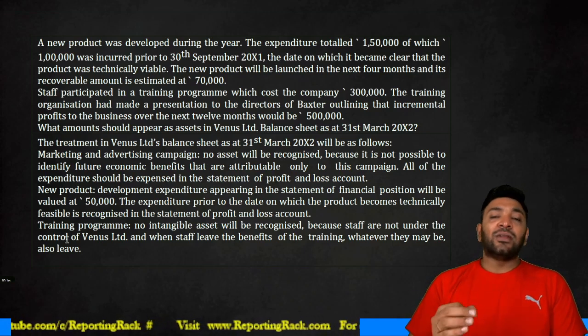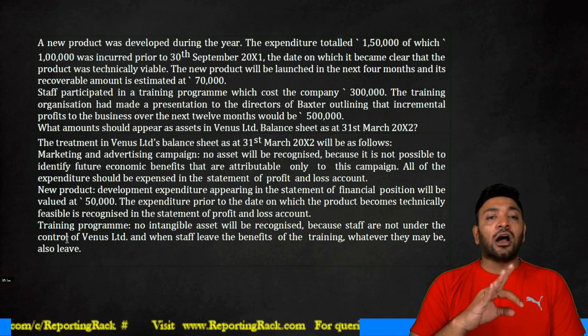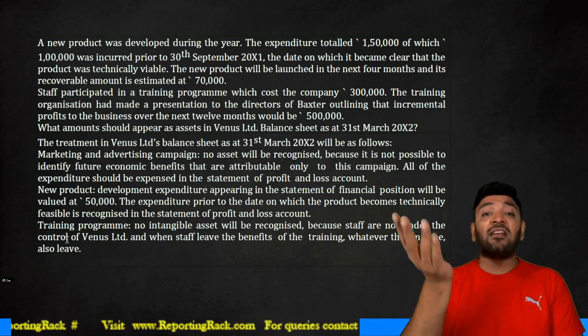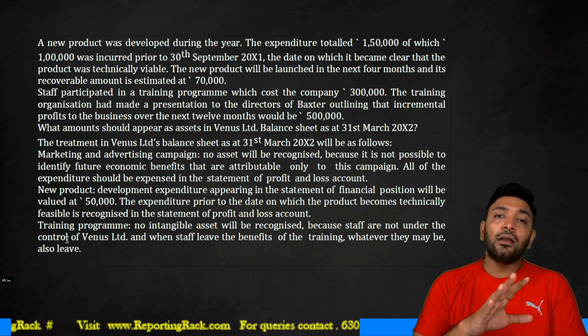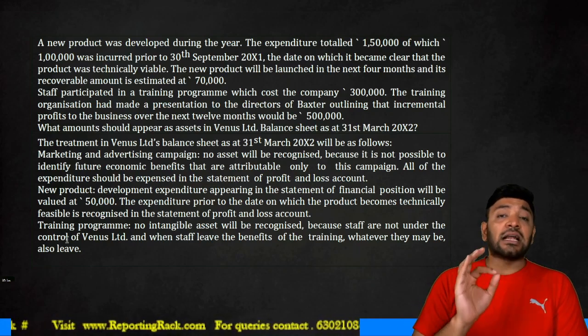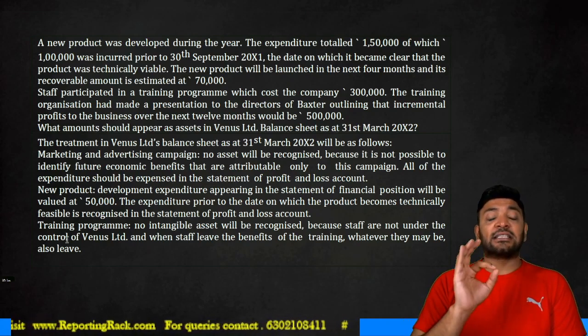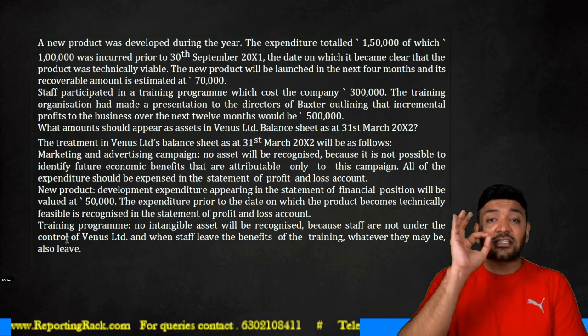Same thing he did. He incurred 3 lakh rupees of staff training cost, but the company which was giving the training is telling them that they will get a benefit of 5 lakhs over the next 12 months. Cannot be considered. Staff training cost is not to be recognized as a separate intangible asset because the enterprise lacks control.